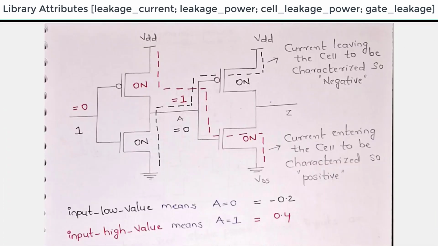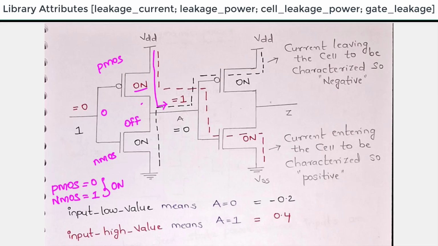Take this example. Initially I am applying 0 here. This is PMOS, this is NMOS. PMOS will be on when input is 0, NMOS will be on when input is equal to 1. These are the on conditions. As I am applying 0 here, this is on and this will be off. As this is on, VDD will be connected to the output. So here I am getting VDD, I am taking it as 1. Now this 1 will be applied here as well as here. So 1 for PMOS, this will be off, and 1 for NMOS, this will be on.